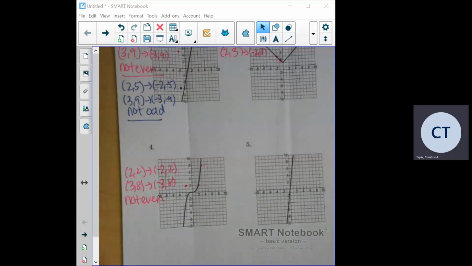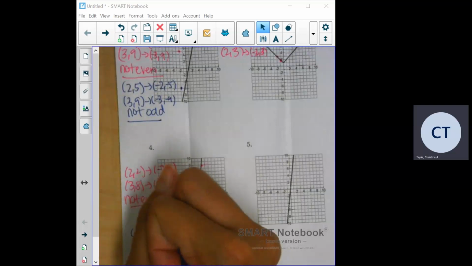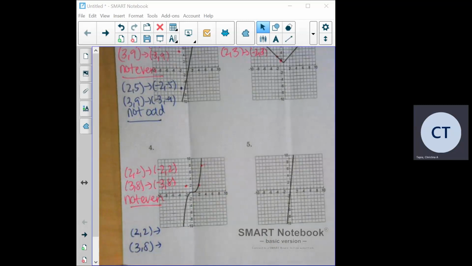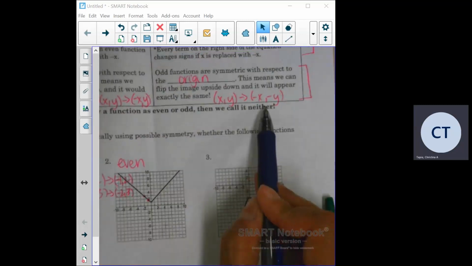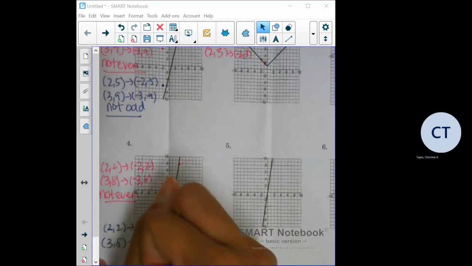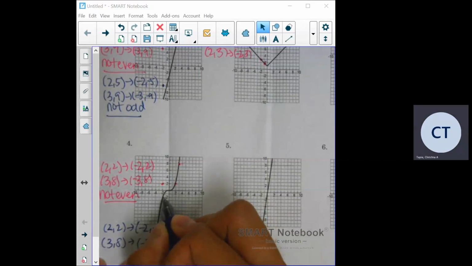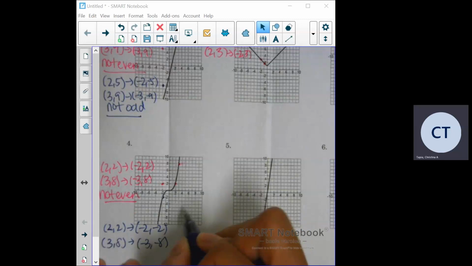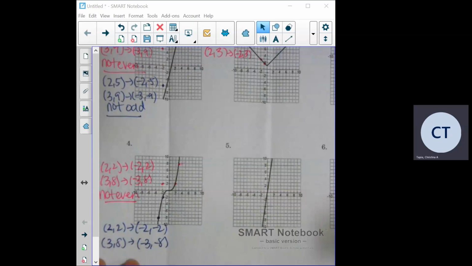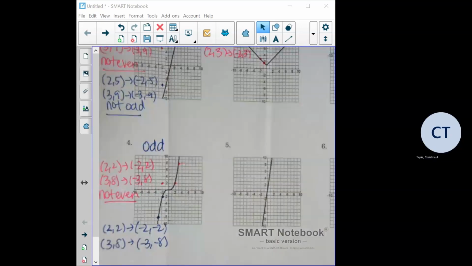Let's check to see if this is odd. To check if it's odd, I'm going to use the same points, 2, 2, and 3, 8. For odd, we haven't done that in a while, but we're going to make both of the x's and y's negative. We're pretty much going to switch their signs. So at -2, -2, it looks like it lands right on top. And at -3, -8, we'll say is right here. That also looks like it's on top. So this graph should be odd.